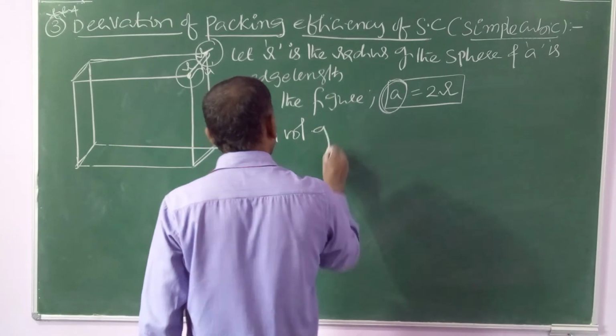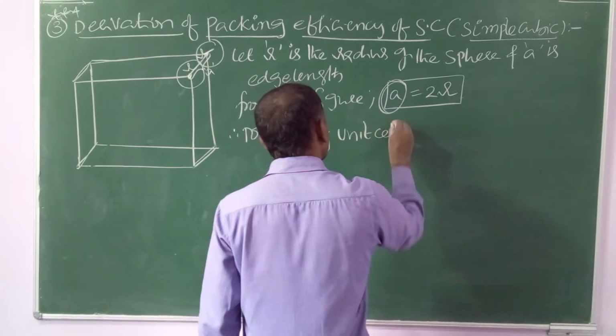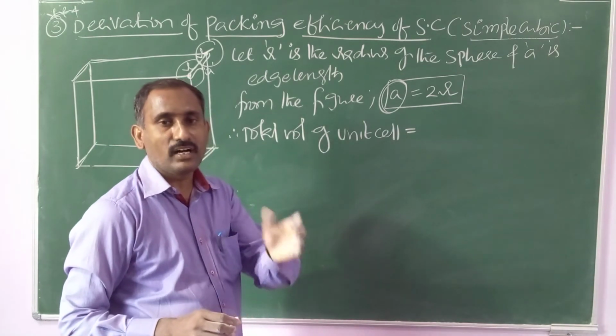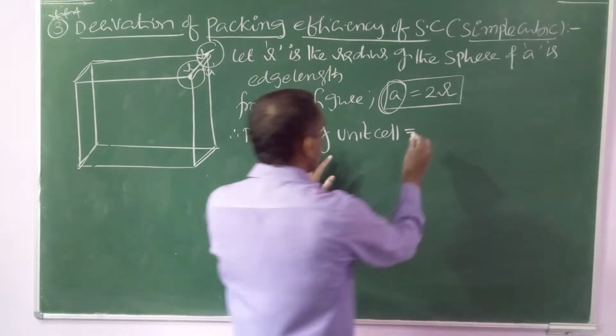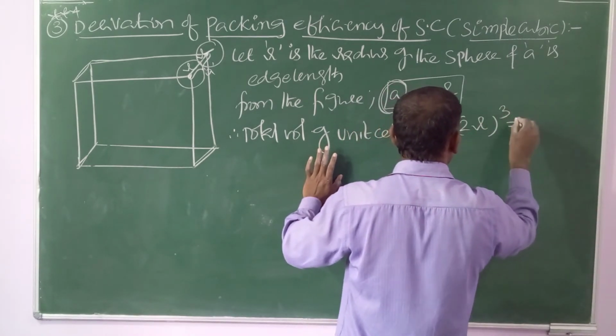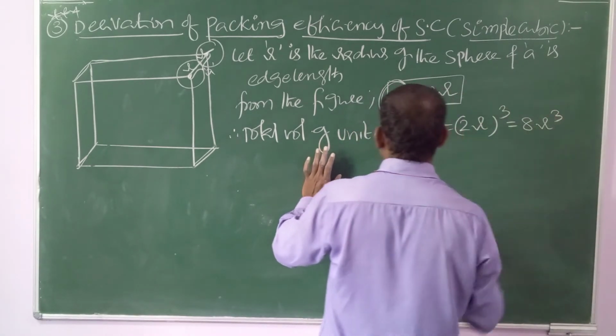Therefore, total volume of unit cell, whatever may be the type of unit cell, whether it is a simple cube or BCC or FCC, all are cube shaped. Volume of a cube is a cube. Therefore, 2R whole cube. 2R whole cube is 8R cube.